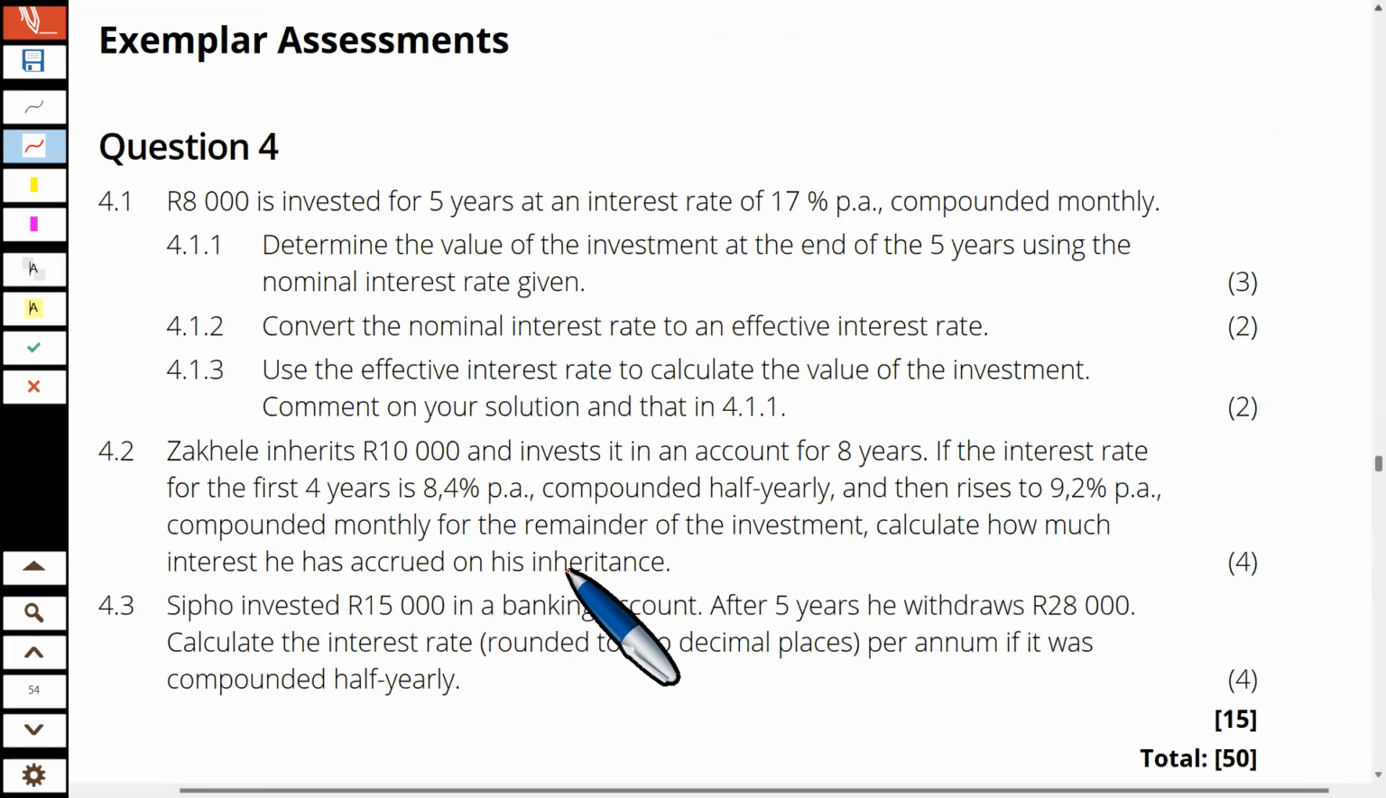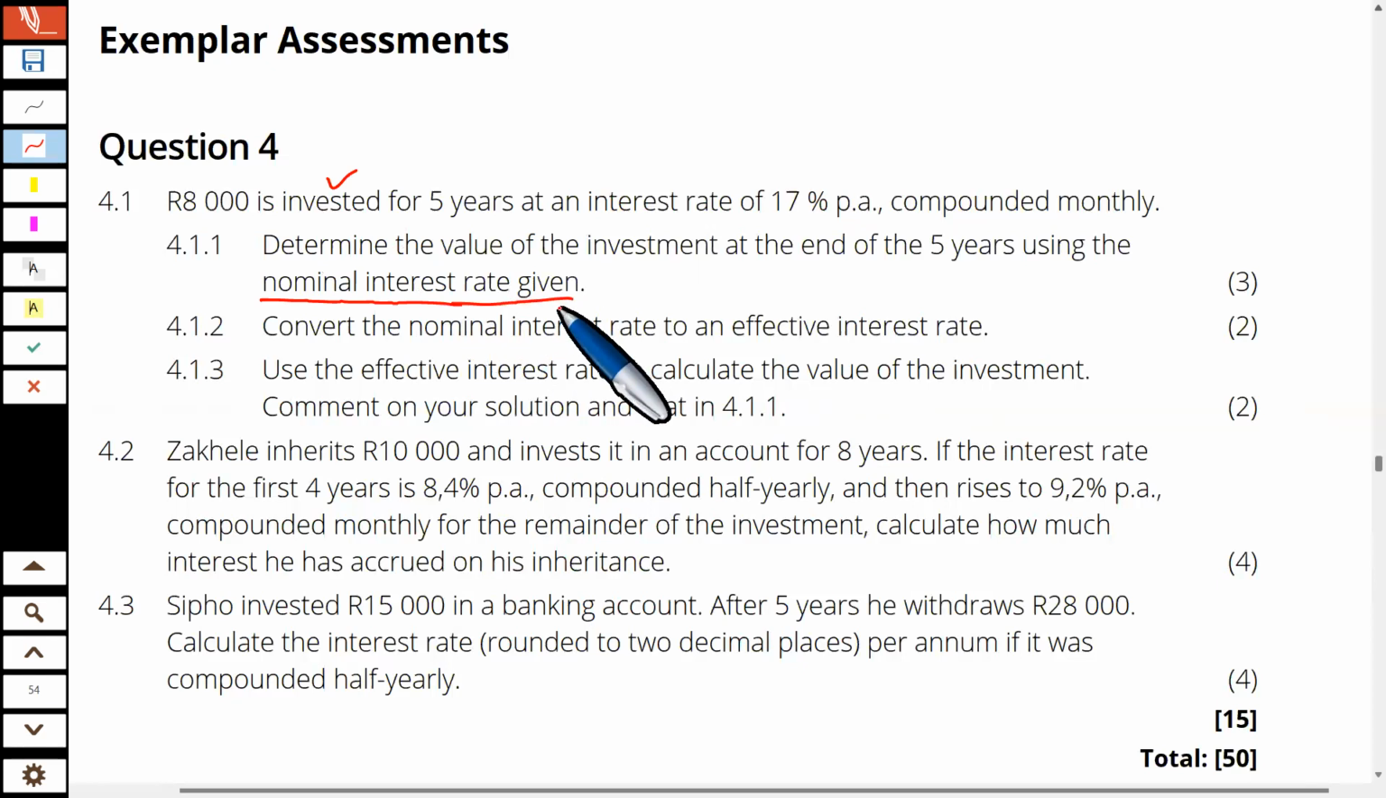So we are looking at inflation, which is a compound interest phenomenon. We are looking at a hire purchase agreement, which is obviously a simple interest phenomenon. Now, in 4.1, we are looking at 8,000 invested for 5 years at an interest rate of 17% per annum compounded monthly. Determine the value of the investment at the end of 5 years using the nominal interest rate given. Okay, so here we're dealing with the nominal interest rate. How do we calculate investments? How do we do this question?